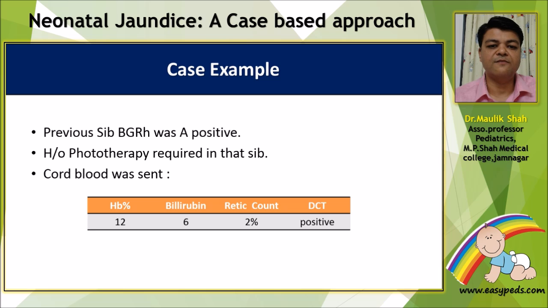The previous sibling of this particular baby was having A positive blood group and RH typification. There was a history of phototherapy required in this sibling of the baby. The cord blood was sent for analysis of this particular baby, and it was found to have the following parameters: hemoglobin 12%, bilirubin 6 mg per deciliter, retic count 2%, and direct Coombs test was positive.